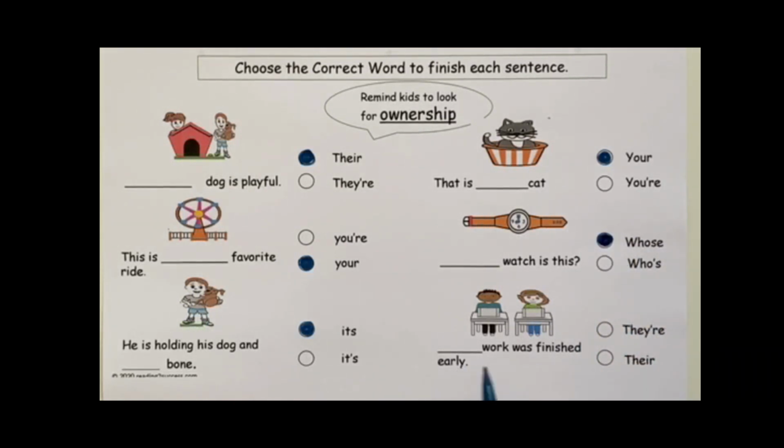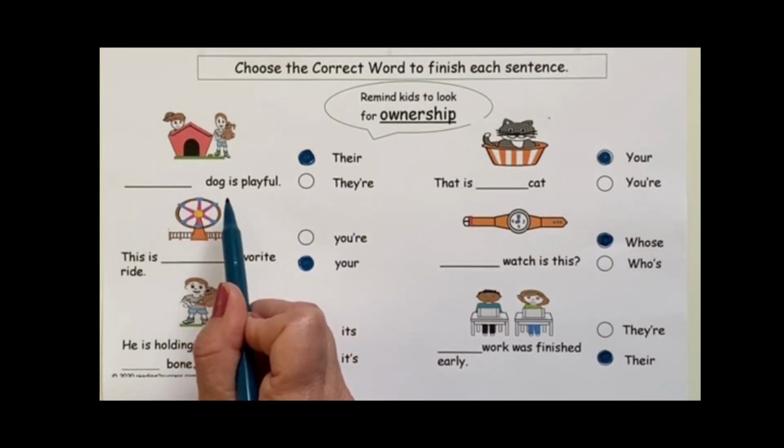And our last one, both sounding the same, there and there. Their work was finished early. Whose work? Their work. The work belongs to them. But we will just make sure. We will double check and try the contraction they are. They are work was finished early. That doesn't make sense. So they're all the ownership words.